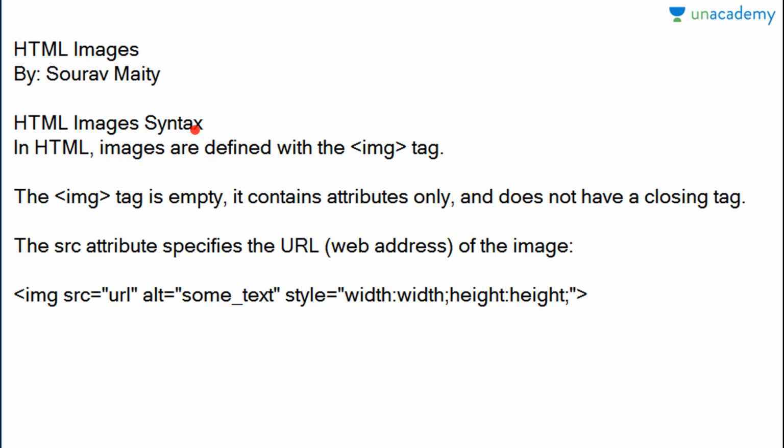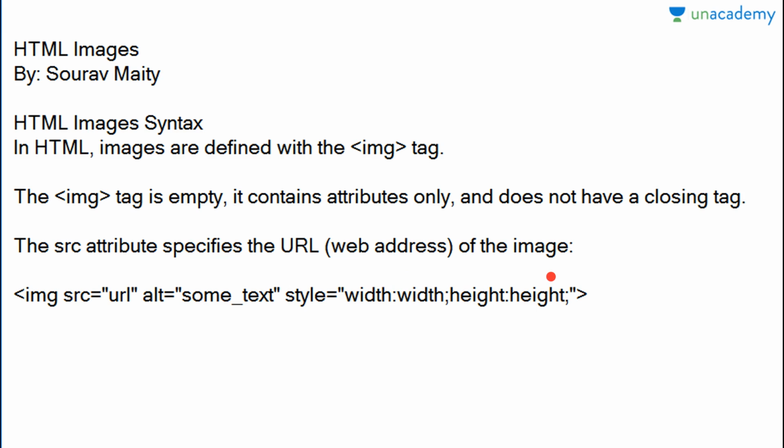HTML images syntax. What is the syntax that we can use to define an image? The img tag is used as an image tag. So the img tag is empty. It contains attributes only and does not have a closing tag. Always remember this, it is never closed at the end. It consists of the src attribute, that is the source attribute. It contains the URL of the image, that is, where the image is stored.